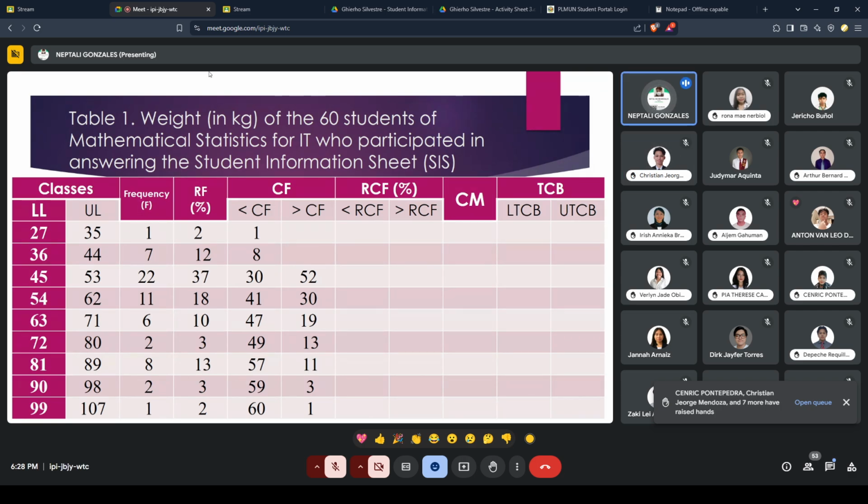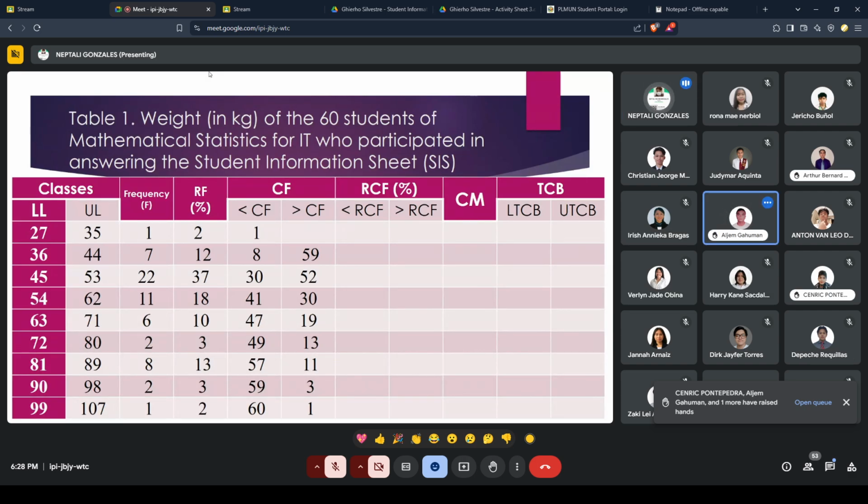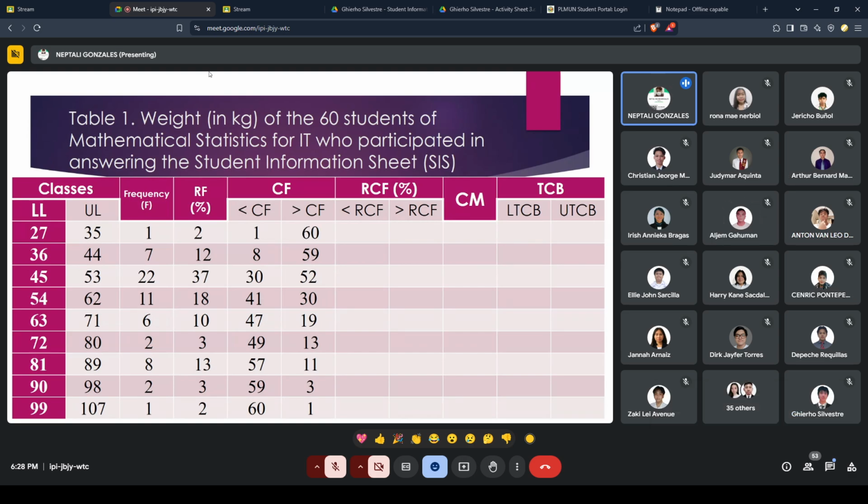59 po. Okay. Mendoza. And the last, Algem. 60 po. Okay, 60. So I'm stating earlier that you may also start at the topmost, but you will do the subtraction. 60 minus 1 is 59. 59 minus 7 is 52. 52 minus 22 is 30. Same.